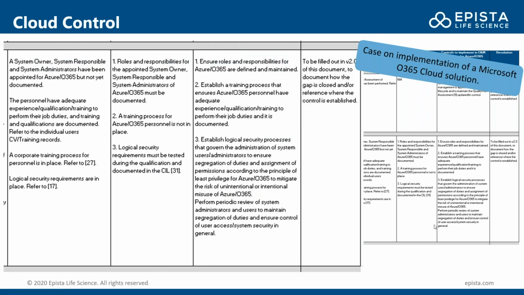Finally, we have the processes that are implemented with the regulated company, where they define a system owner, a system responsible, and a system administrator for the Azure Office 365. We have CVs and training records ensuring the training level of the relevant personnel. And then we have logical security requirements in place. These columns will differ from client to client, from regulated company to regulated company, because these are the implementation controls specifically for the regulated company.